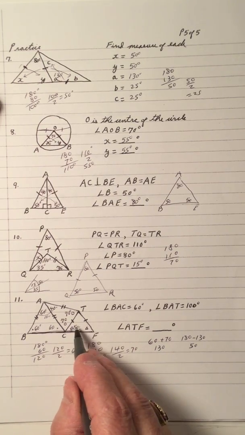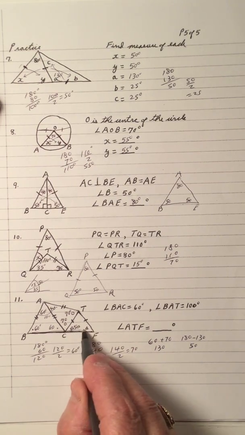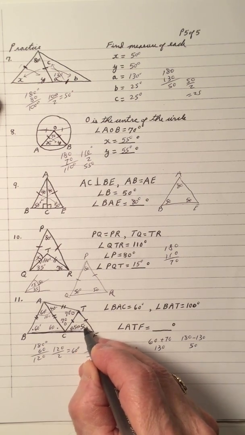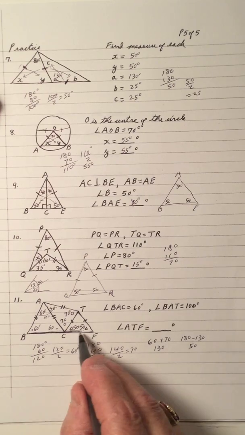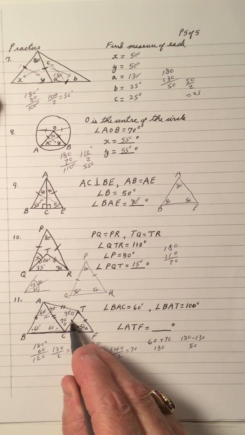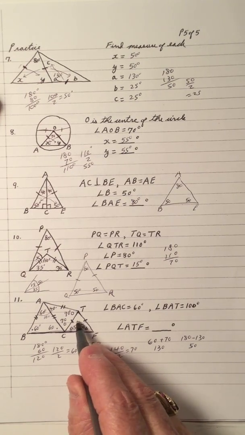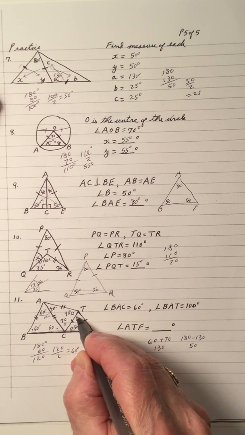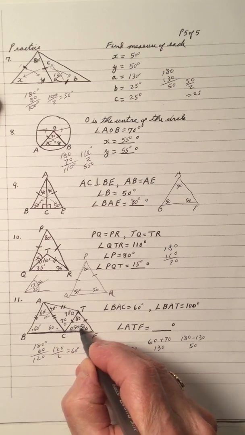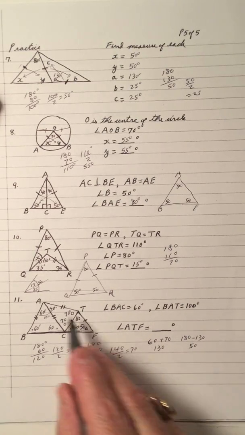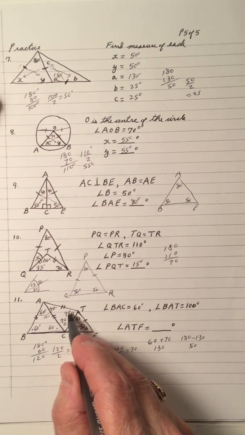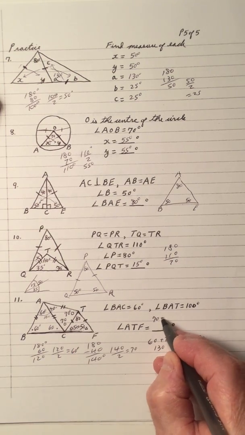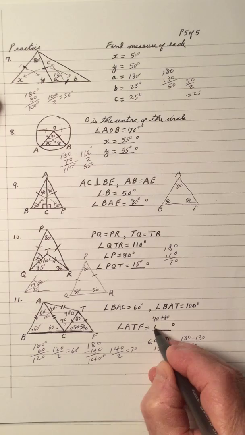60, 70, and 50 make 180. If these two sides are equal, that angle there is 50. If that's 50 and 50, because the two sides are equal and base angles are equal, then this angle here is 80, because there are 180 in that triangle. So ATF is a 70 and an 80. 70 plus 80 is 150.